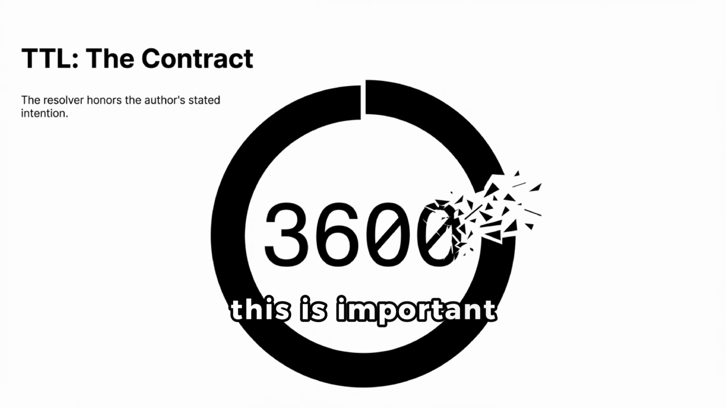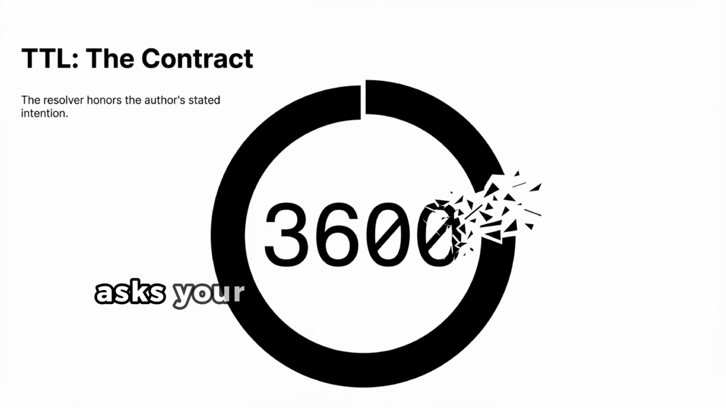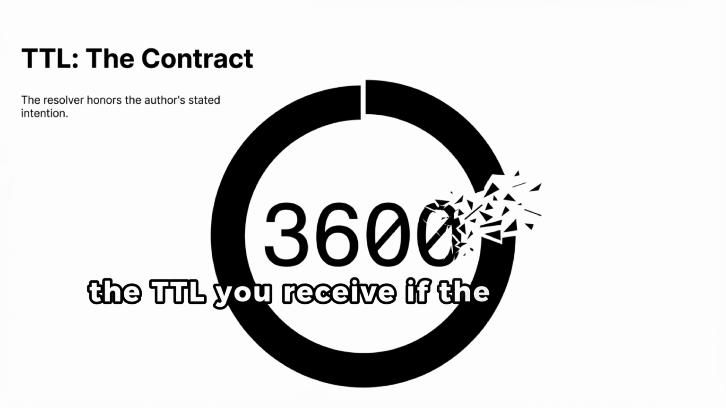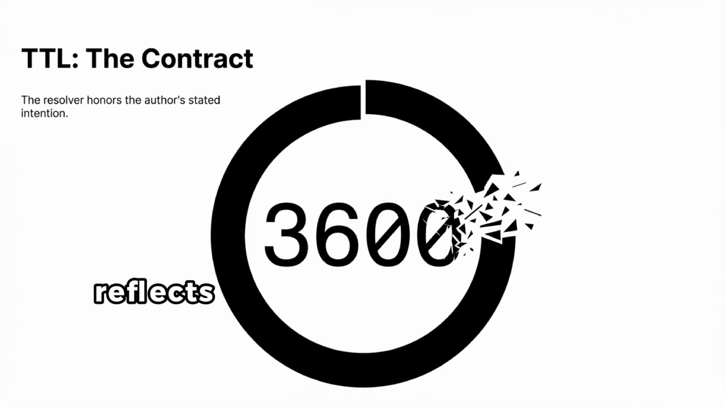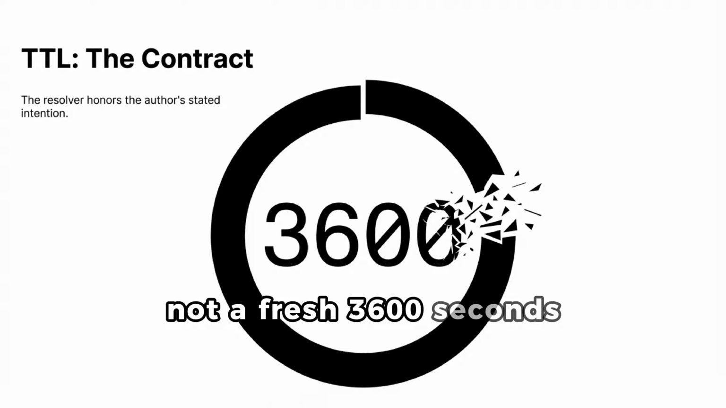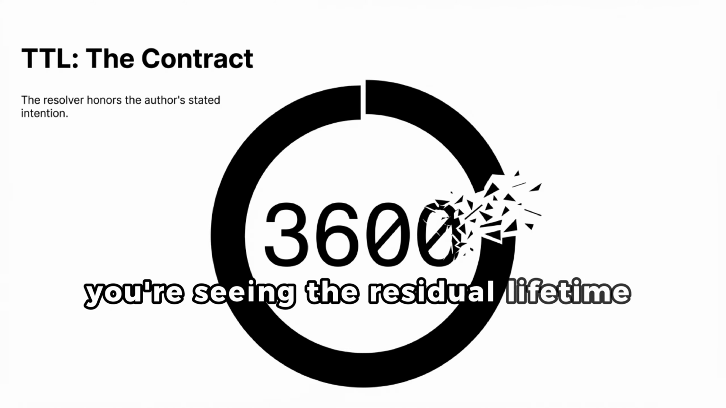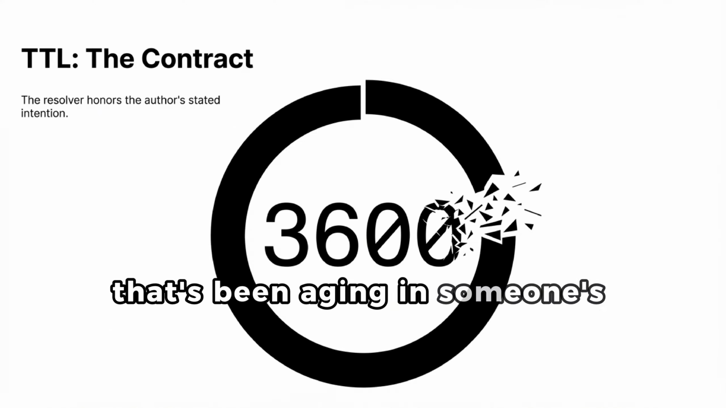This is important when your stub resolver asks your recursive resolver for a record. The TTL you receive, if the resolver passes it through, reflects how much time is left on the record, not a fresh 3600 seconds. You're seeing the residual lifetime of a record that's been aging in someone's cache.